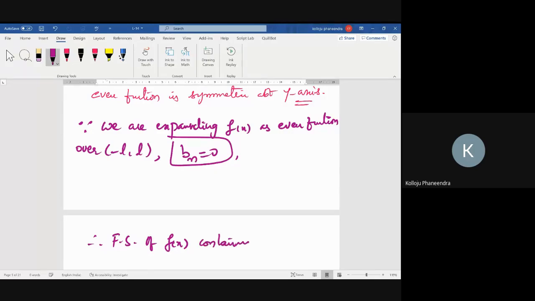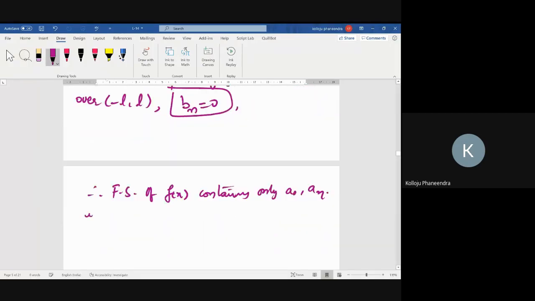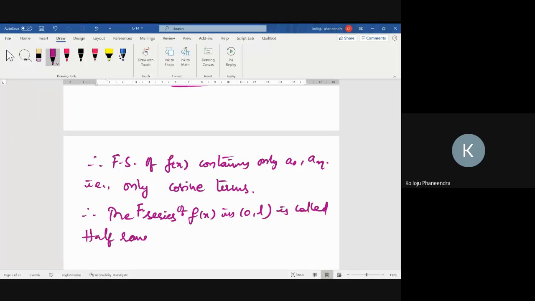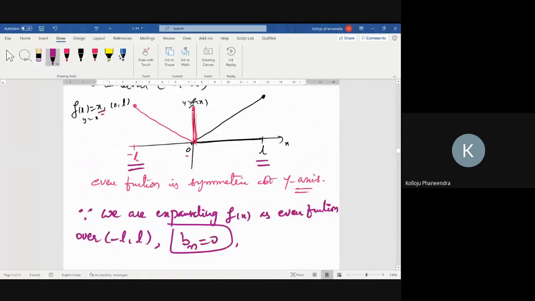contains only a0 and an. That is, only cosine terms. Therefore, the Fourier series of f of x in 0 to L is called the half-range cosine series. Now, you may get one doubt.